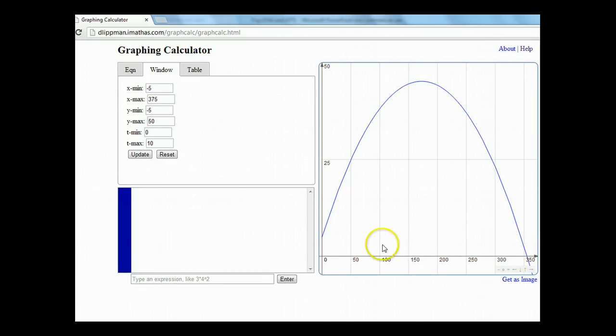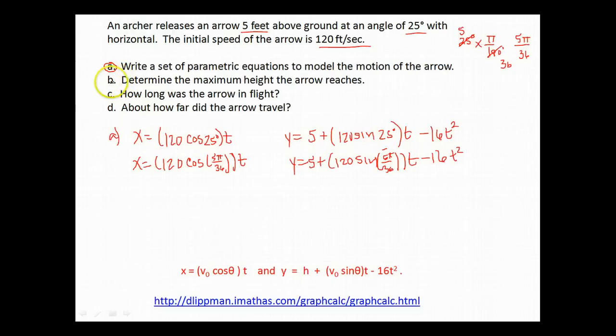Okay, I'm going to go back to my paper now. We now need to answer B, C, and D based on what we saw on the graph. The maximum height that the arrow reached we found to be 45 feet from our graph. How long was it in the air? We'll work on that in a second. How far did the arrow travel? How far did it go before it hit the ground? We found that to be about 355 feet.